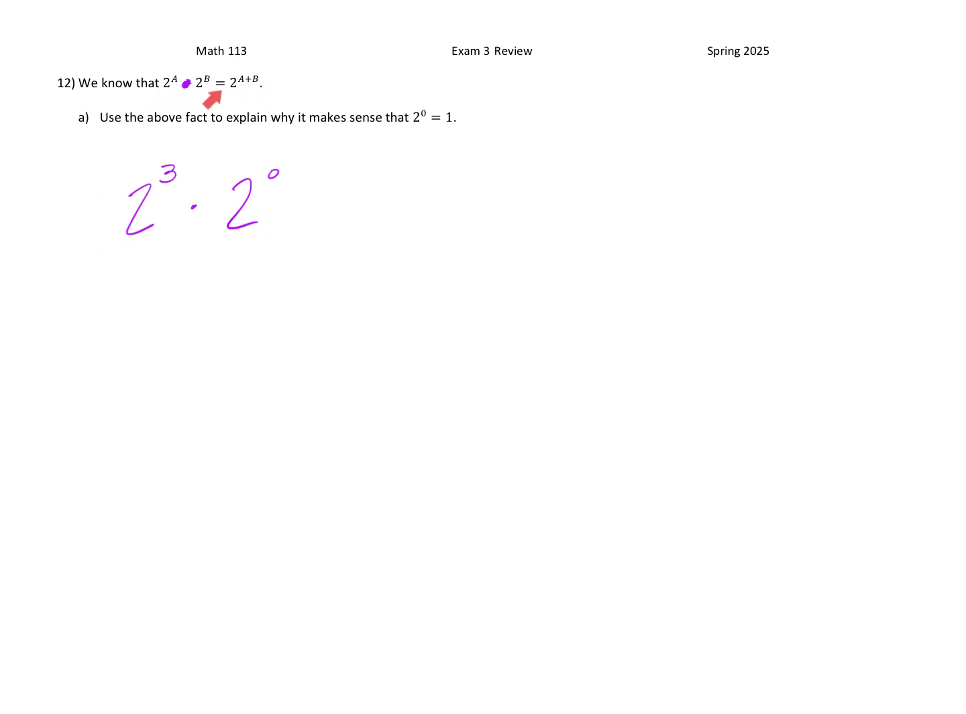Now I can apply this fact that I'm multiplying like bases. I can add the exponents. So this is 2 to the 3 plus 0, which is 2 to the 3. So it turns out that 2 to the 3 times 2 to the 0 equals 2 to the 3. So 2 to the 3 times a thing, 2 to the 0, equals 2 to the 3.